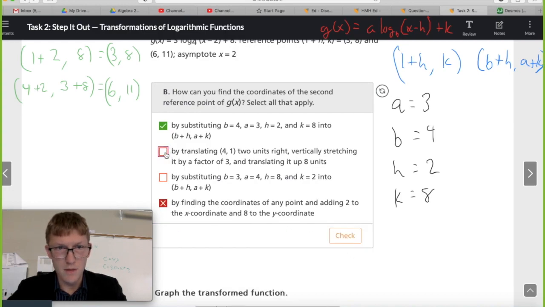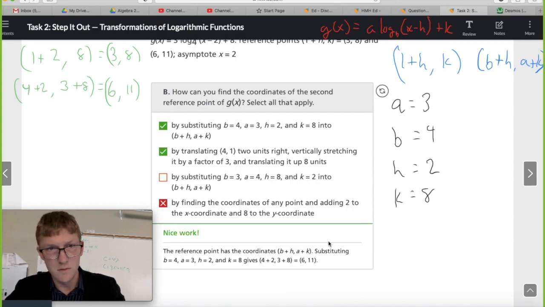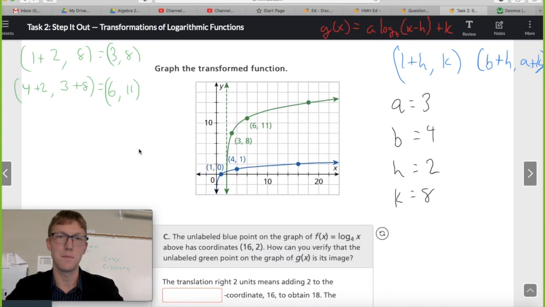So the other way of doing it is by translating 4, 1, which is not our first reference point in this one, but a reference point of the parent function, and translating it 2 units to the right, and then translating it up 8 units. So that's 2 ways to do it. I feel like this way is kind of harder, but whatever. I love my algebra, so that's why I'm going to keep doing it.